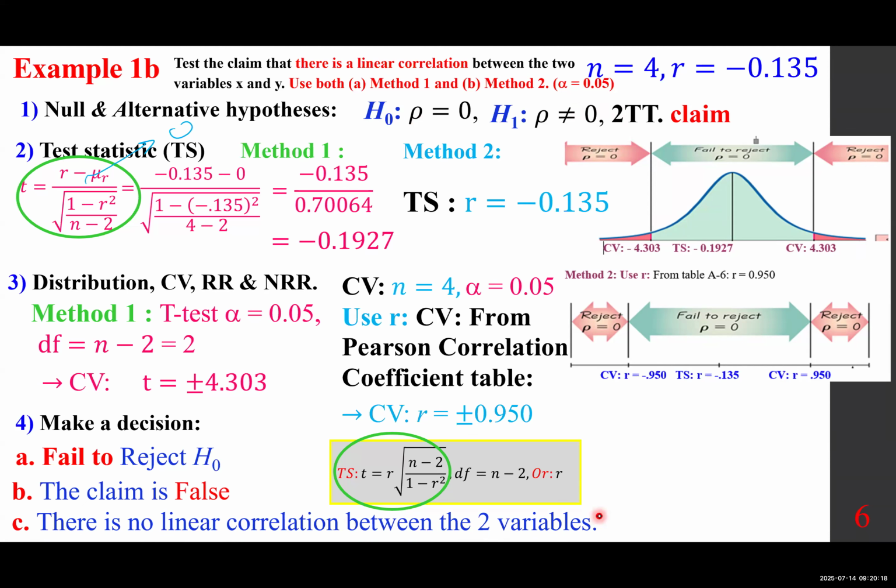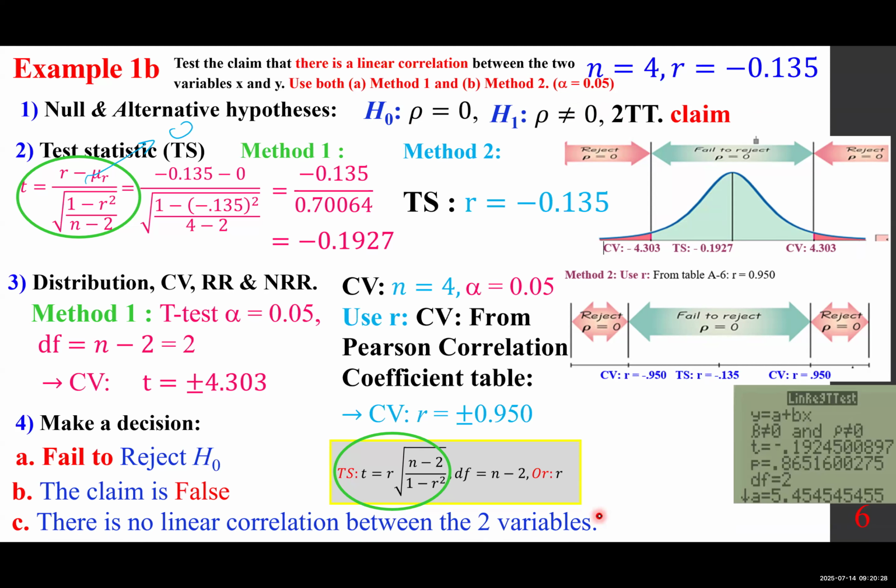Now, as far as the technology, I showed you in the previous page how we do the linear regression t-test. What do we find there? There are a couple of numbers I want you to notice. This is one of them. We calculated the test statistic here by hand. Here's the technology version. Minus 0.19245. It's slightly different again. Remember, technology uses a lot of decimals, this number is not rounded, it's used with a lot of decimals.